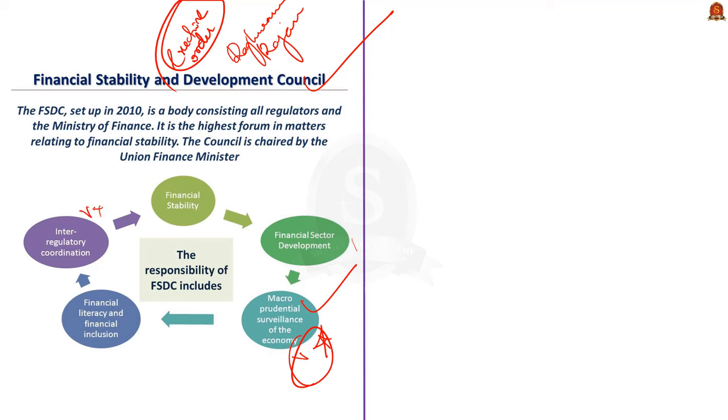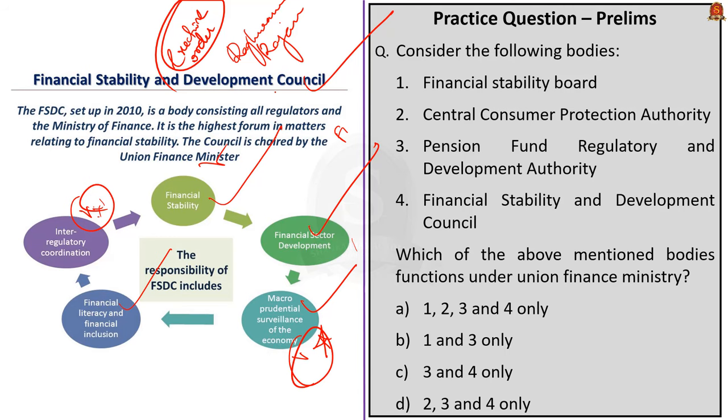This body also envisages to strengthen and institutionalize the mechanism of maintaining financial stability, financial sector development, inter-regulatory coordination, along with monitoring macroprudential regulation of the economy. So FSDC actually functions under the Finance Ministry. So what is the correct answer for the question? The correct answer for the question is option C, 3 and 4 only.